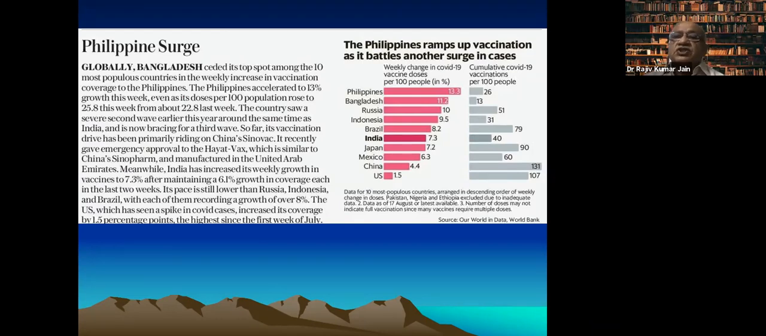It recently gave emergency approval to the Hayatovax, which is similar to China's Sinopharm and manufactured in the United Arab Emirates. Meanwhile, India has increased its weekly growth in vaccines to 7.3% after maintaining a 6.1% growth in covering each in the last 2 weeks. Its pace is still lower than Russia, Indonesia, and Brazil, with each of them recording a growth of over 8%. The US, which has seen a spike in COVID cases, increased its coverage by 1.5 percentage points, the highest since the first week of July. Next slide, please.